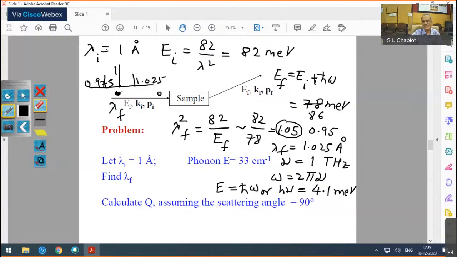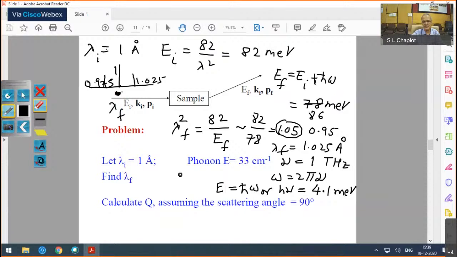Now you can see that actually these are extremely small changes and would require then a fairly good resolution. Quite often the instruments we work with may or may not have this kind of a good resolution. So then if you have to actually measure a phonon which has an energy as low as 4 milli-electron volts, then you would not choose an incident neutron of such a small wavelength, large energy.